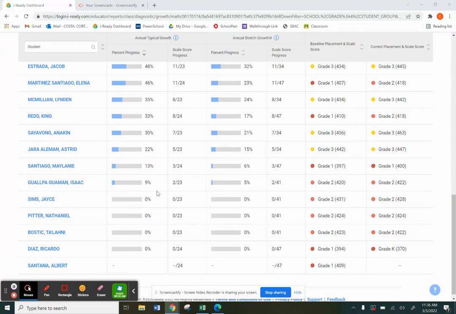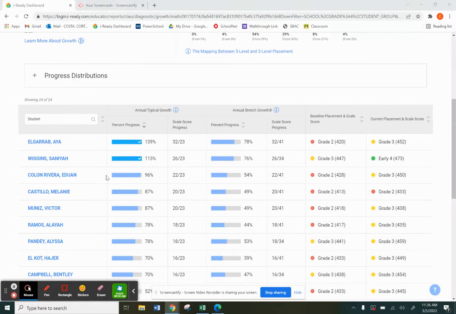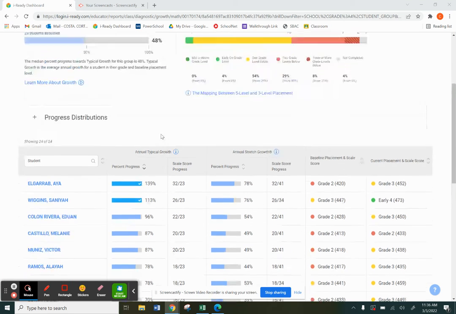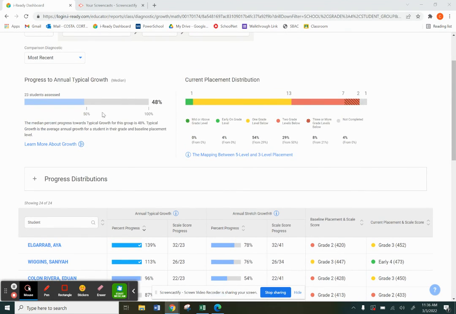If we did this with an average, these students down here at the very bottom and these students up here at the very top would be outliers that really messed with our data a little bit. They would skew what we were looking at. So instead, we're looking at that median and knowing that half of our students grew more than 48% and half of them grew less than 48%.